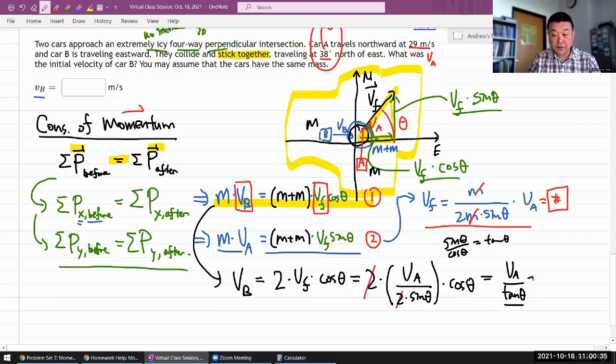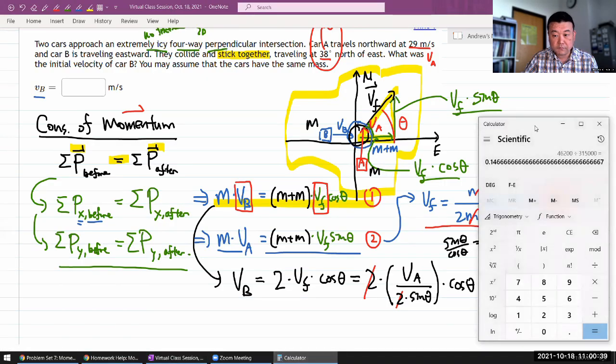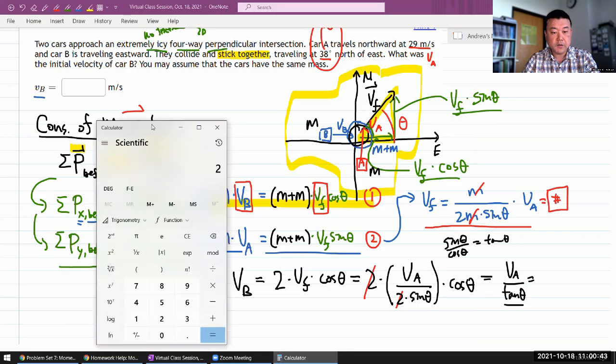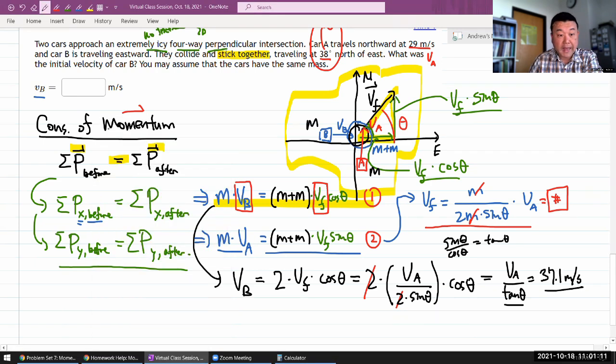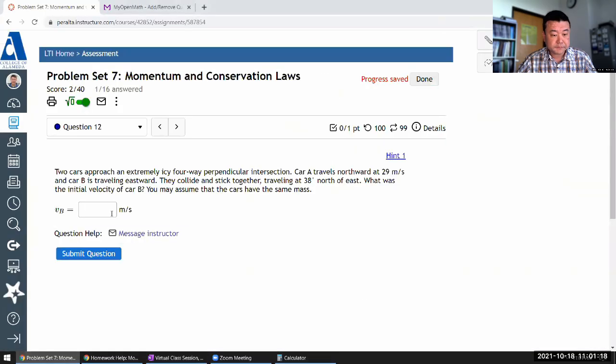So now I can plug in the numbers. I have a VA that's 29 meters per second, divided by tangent theta. So 29 divided by tangent 38 degrees is equal to 37.1 meters per second. And that's it. Since I have the number, let me plug in and check.